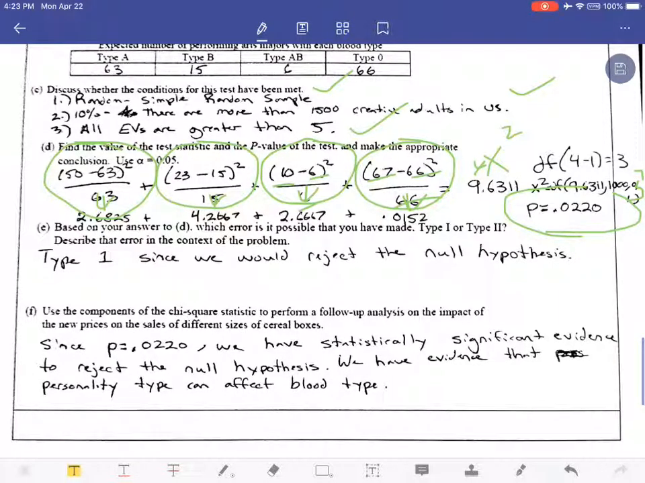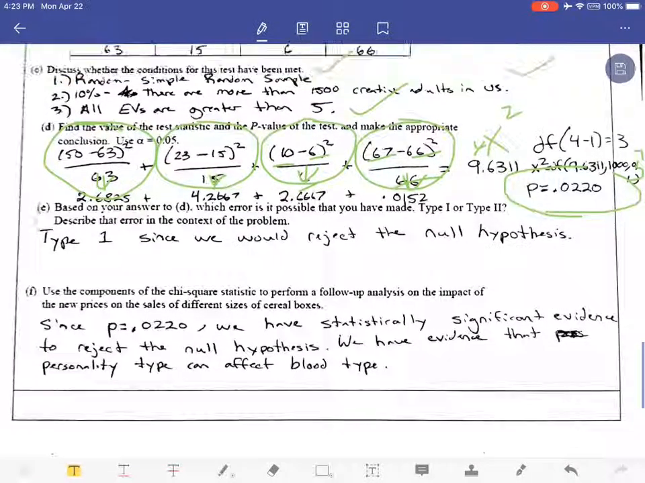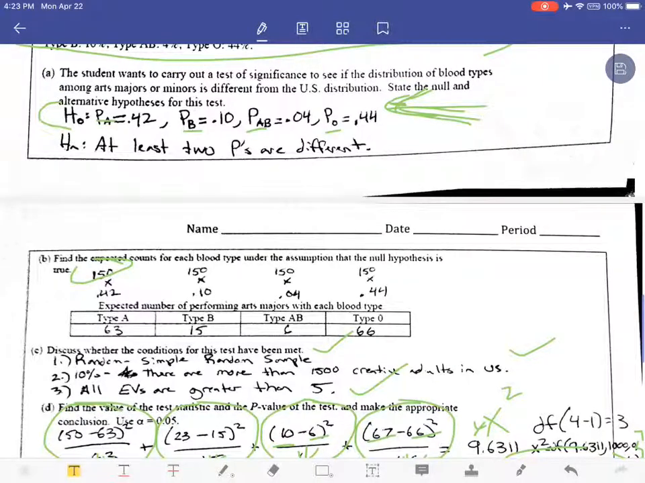blood types. And just like the other one, for part E, if we made an error, it'd be a type 1 error because we rejected the null hypothesis, and type 1 errors are where you reject the null hypothesis, but it actually is true. So that is how you do those problems. If you're having trouble with the summative, make sure that you go back and look at these videos for some extra help.